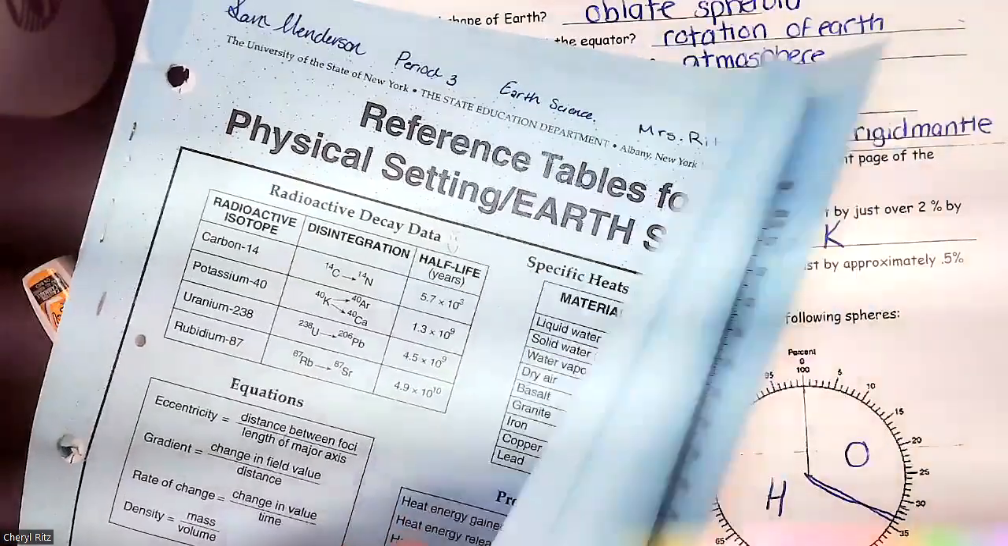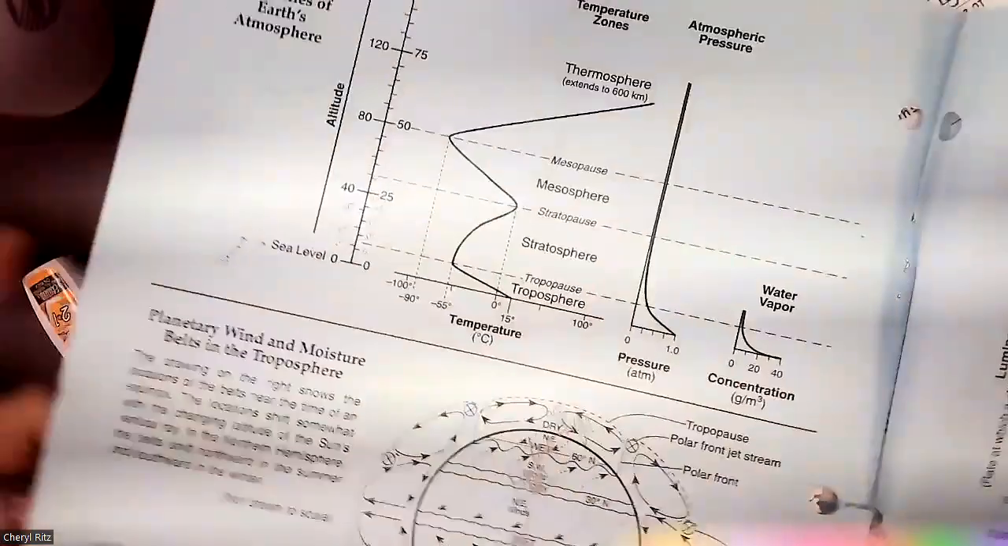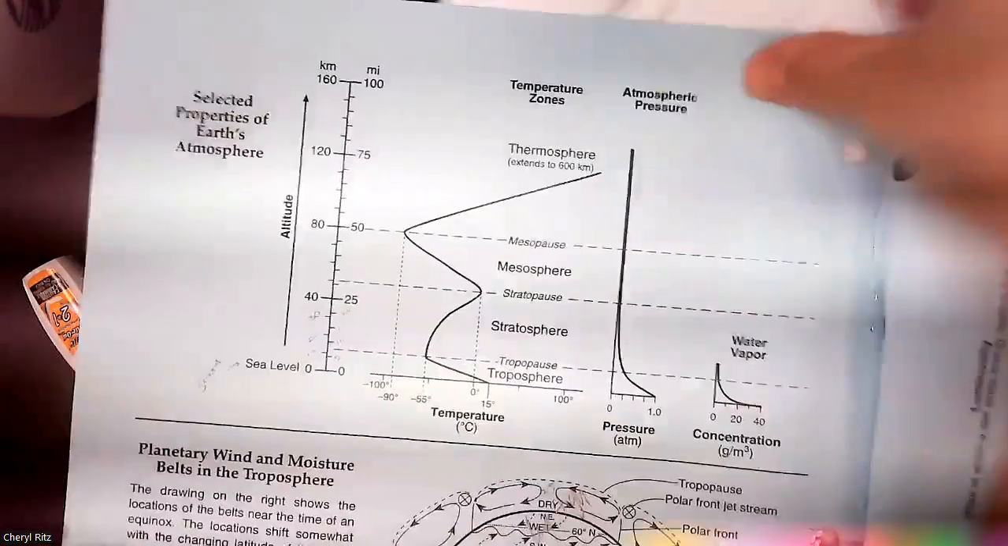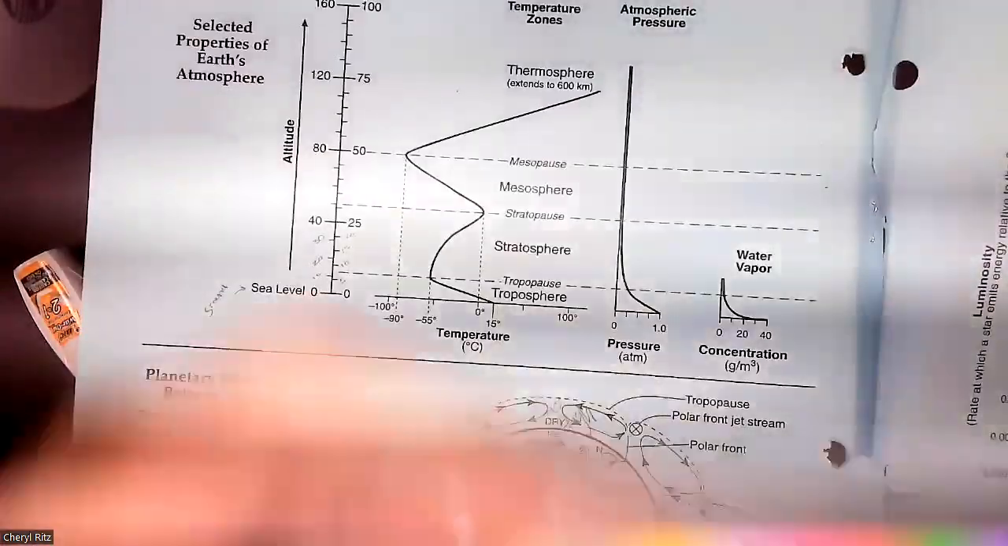All right, which layer of the atmosphere contains the water vapor? So now we're talking about the atmosphere. And you should remember that there is an atmosphere reference table. And where is all the water vapor? That's in the bottom layer, which is the troposphere.